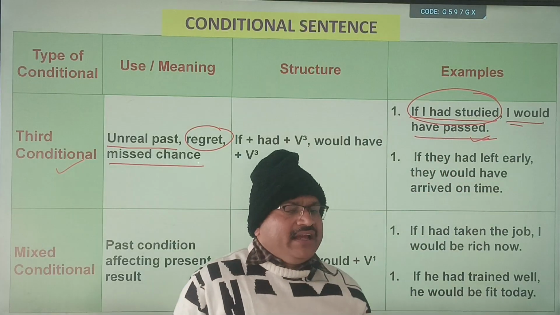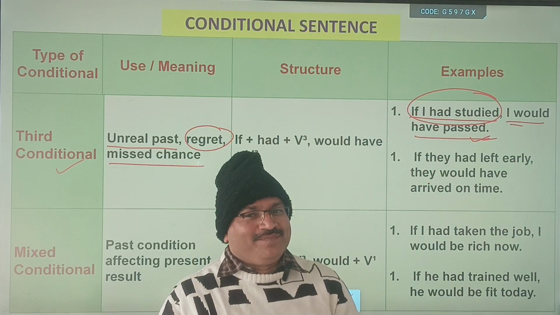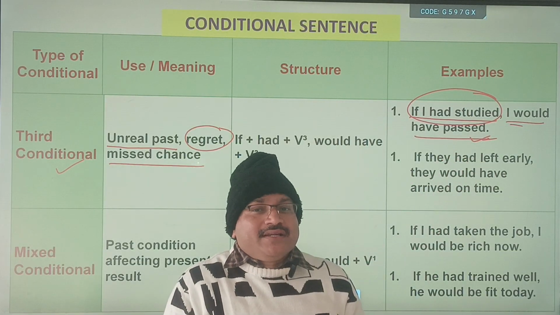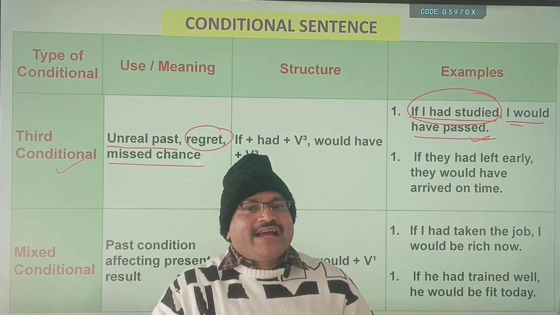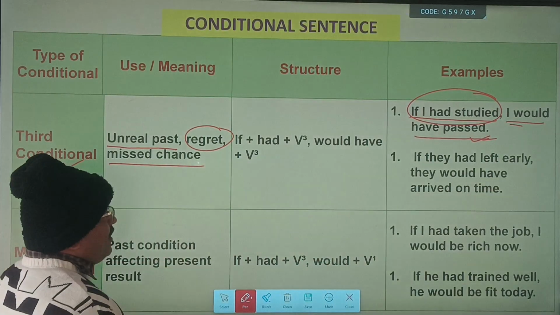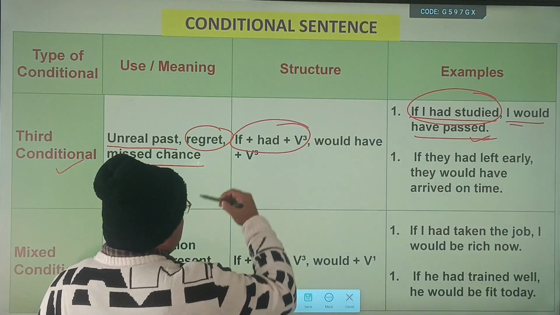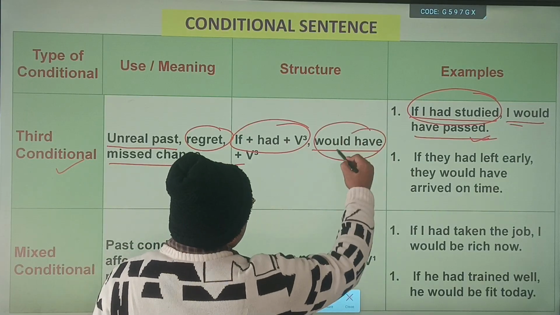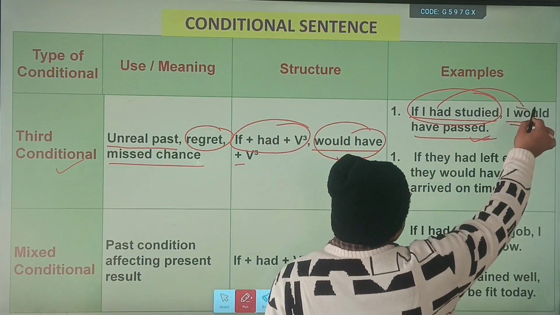So if I had studied means I did not study. I would have passed means I did not study, that is why I didn't pass. So it's a kind of what? Regret, repentance. Then what is the structure? The if clause will have had and the main clause will have would have. Very important. Had is followed by would have.